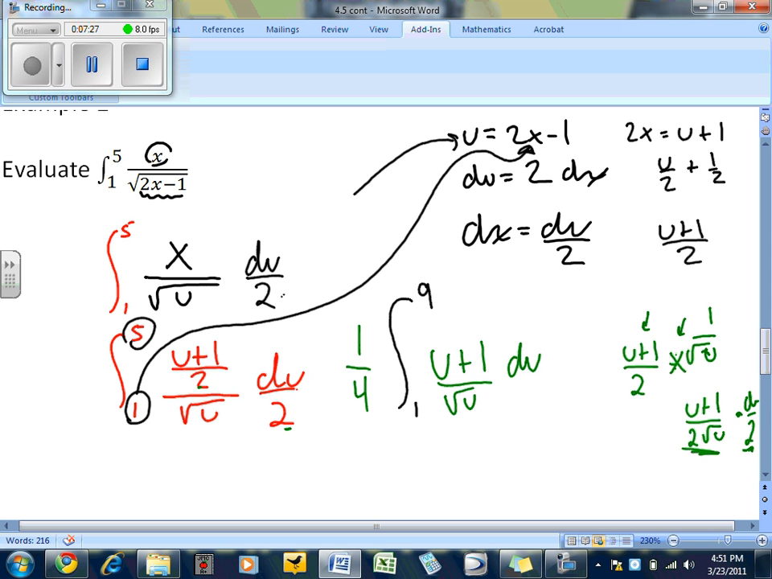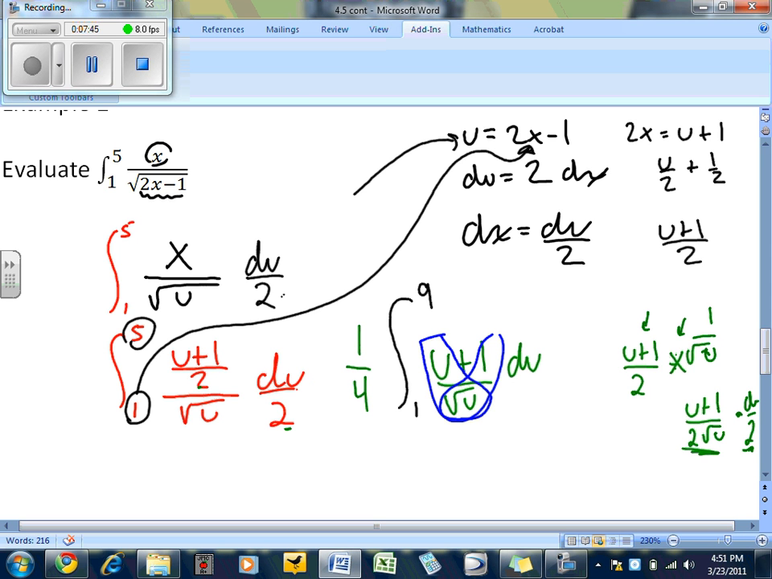Something like this came up on our last assignment, and we said it was probably easiest for us to break this into 2 separate fractions. And as long as we have the same base, we can subtract our exponents. So I have u to the first minus u to the 1/2, so I'm going to have u to the 1/2.